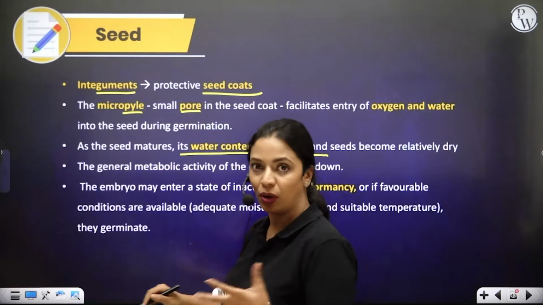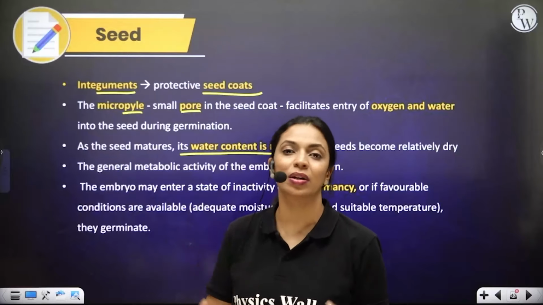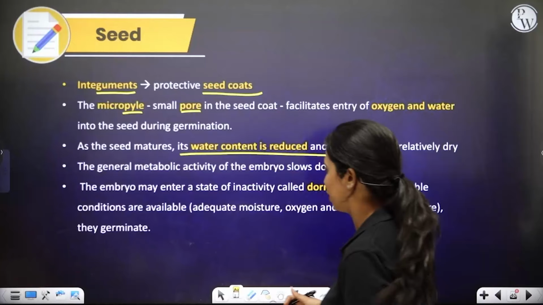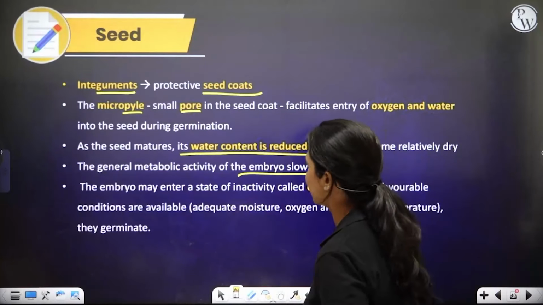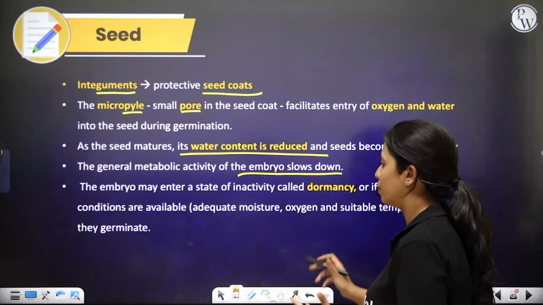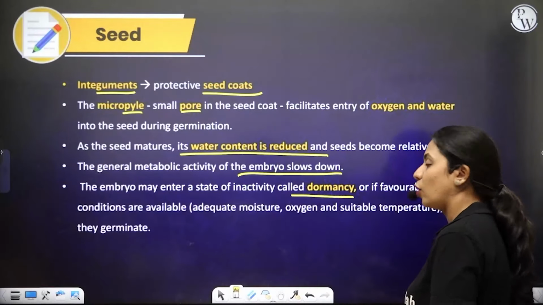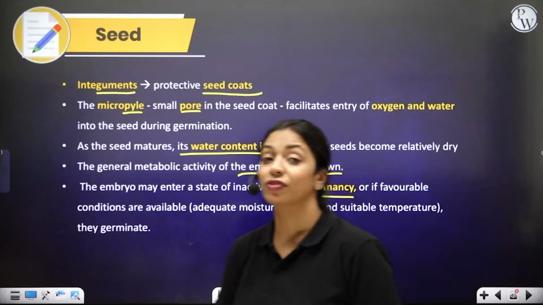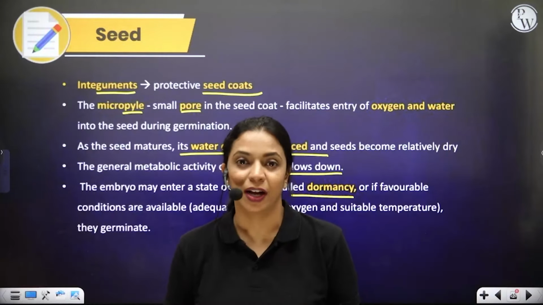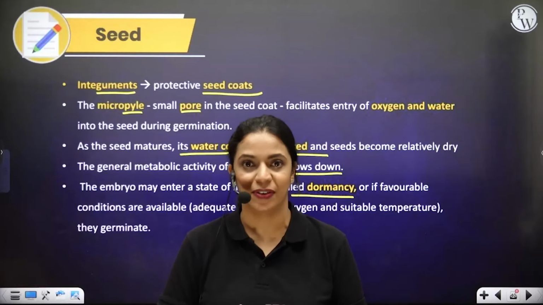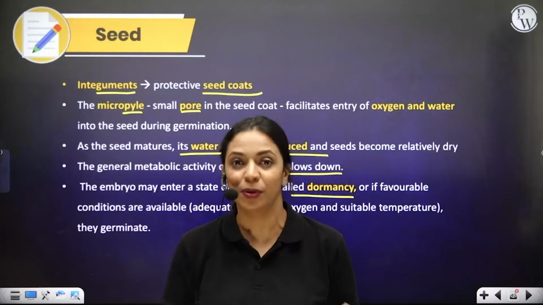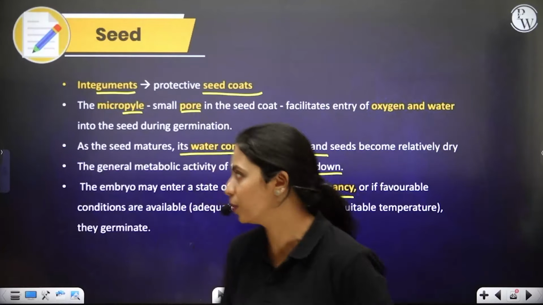As the seed will mature, it will become dehydrated. It will start losing a lot of water, which is what will help you store the seeds for a long time. So generally the metabolic rate of the embryo also will slow down. So in some seeds, the embryo will enter a state of inactivity called dormancy. Whenever the conditions are not favorable for its germination, it will become inactive, which we call dormant. On the return of favorable conditions where the temperature is fine, the moisture is fine, there's sufficient oxygen, carbon dioxide, when all of that is favorable for its germination, then the seed will germinate.